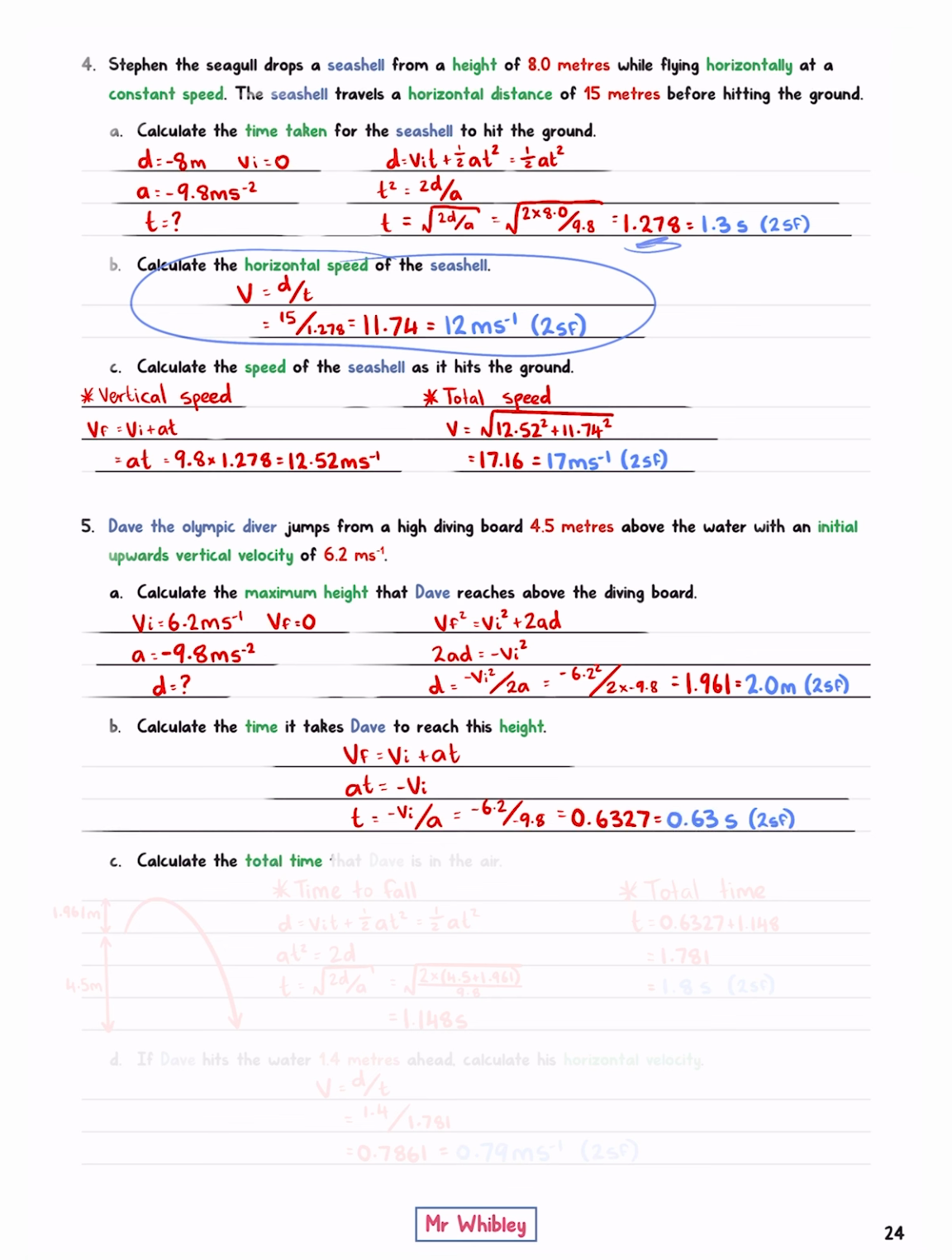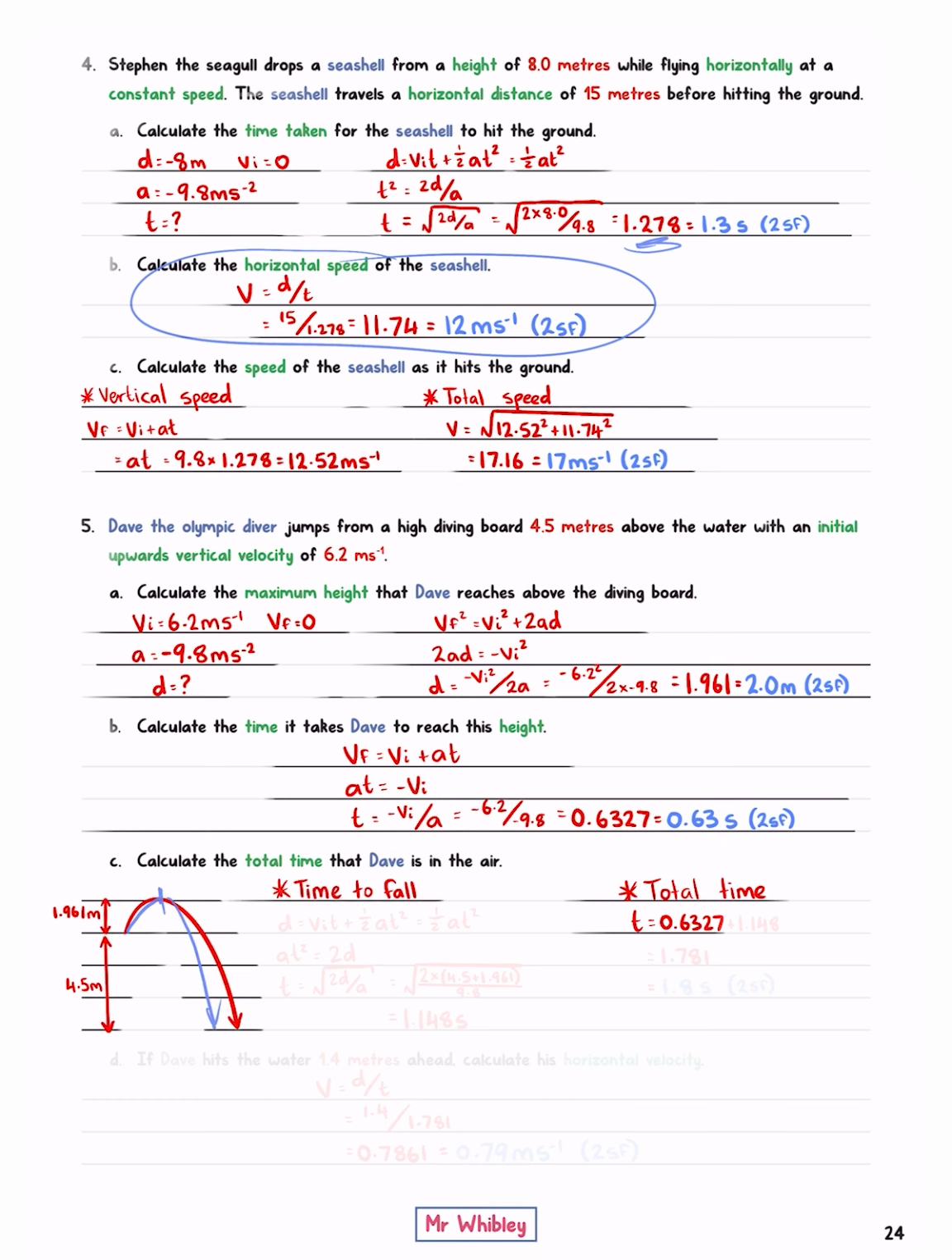Calculate the total time that Dave is in the air. As we found in part A, Dave jumps up a vertical distance of 1.961 and then falls an additional 4.5 meters to the water. The total time is going to be the time for Dave to reach the maximum height, so the time for him to travel up to here, and then the time for him to fall.